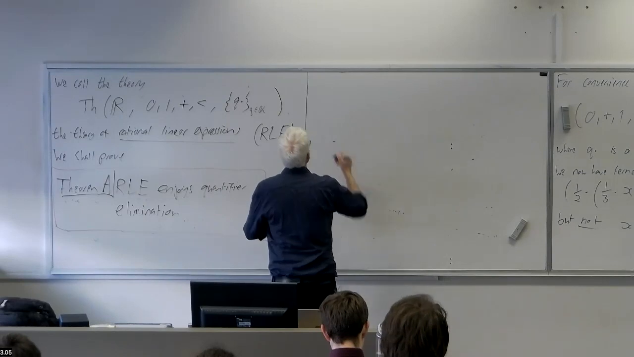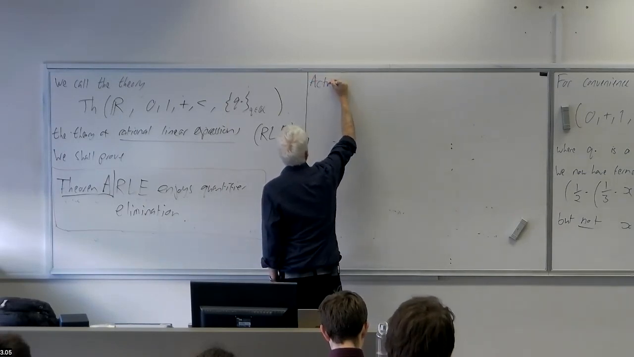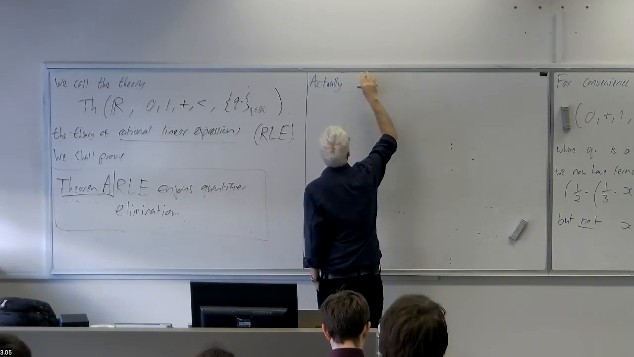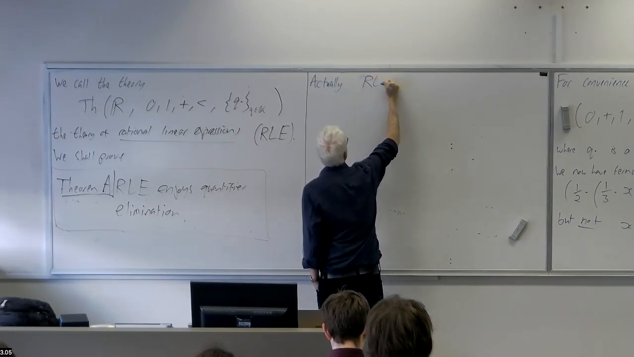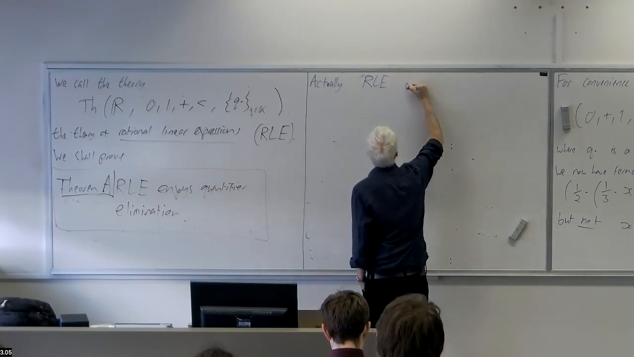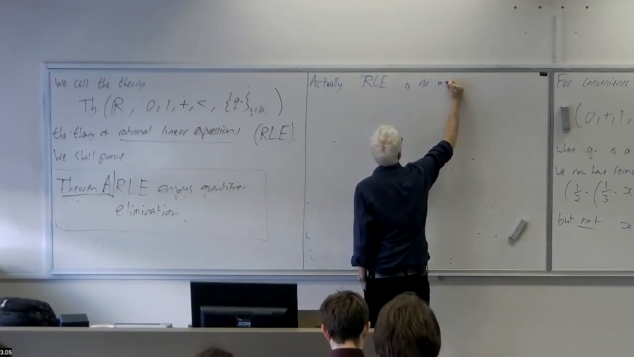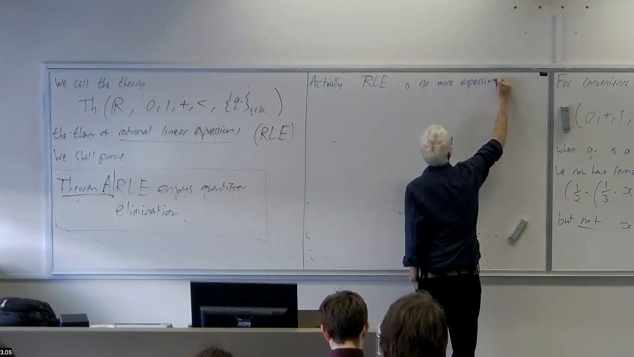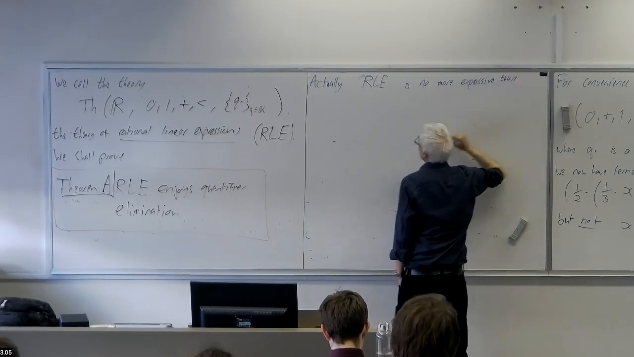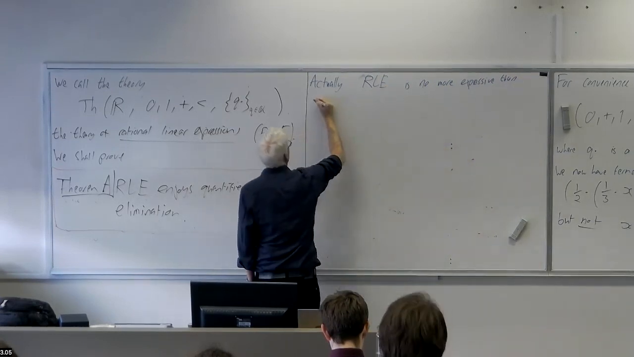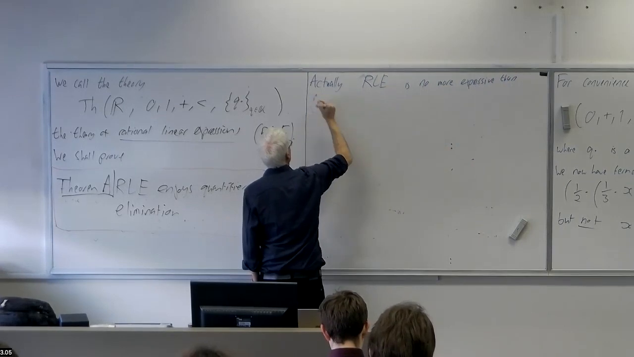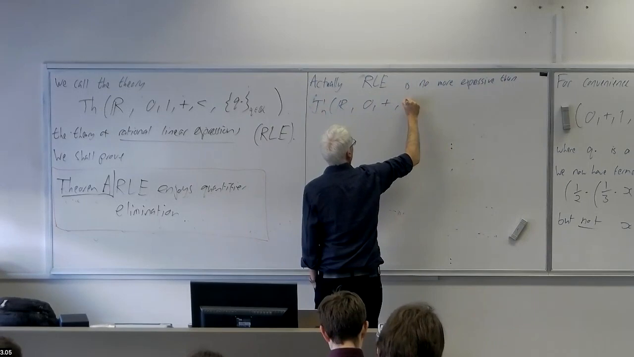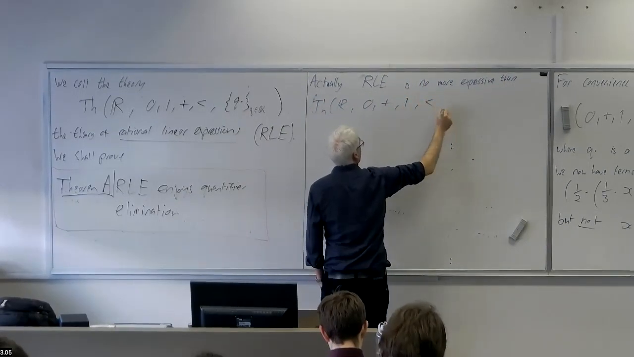So the main fact I want to establish here is that this theory, I might as well use its name, rational linear expressions, is no more expressive, even though it's got a larger signature, than the original theory we had without multiplication. So the theory of the reals is addition, one, and the less-than relation.